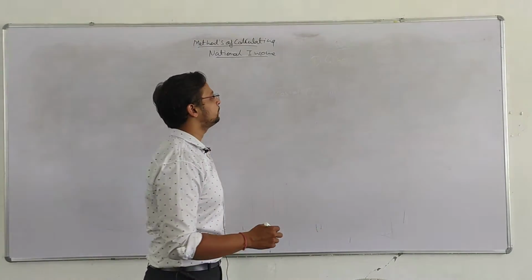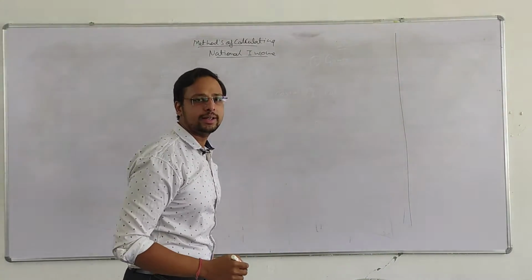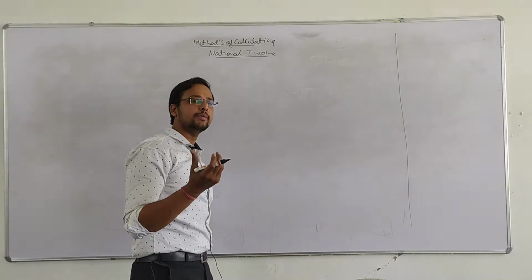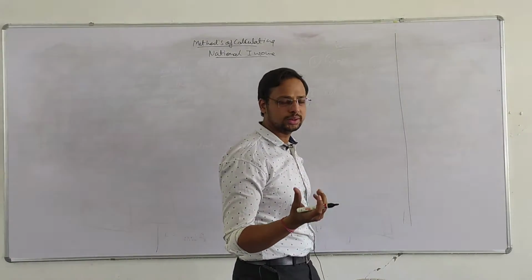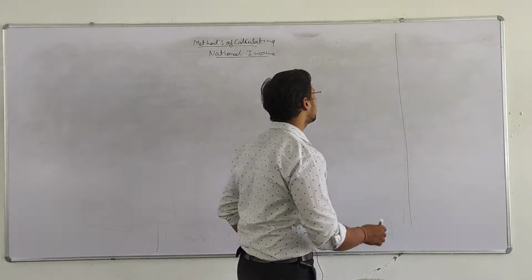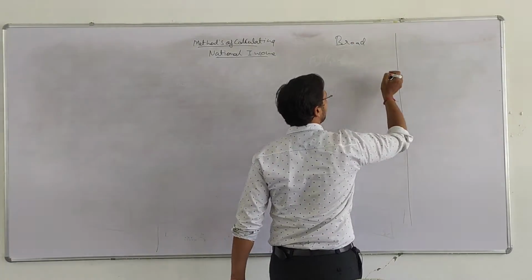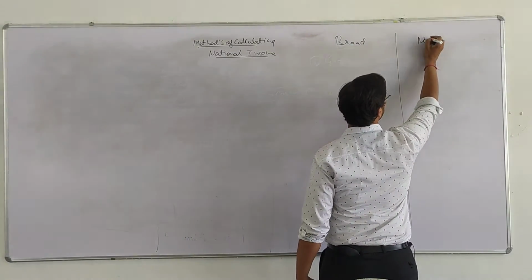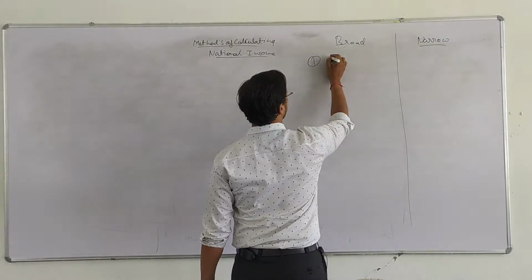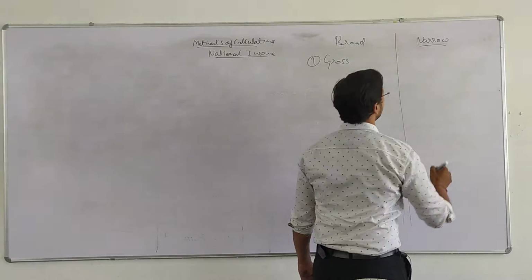Okay, so for national income and related aggregates, we have studied that there were some aggregates which were broad and some aggregates which were narrow. So what were the broad ones and what were the narrow ones? The first one was gross, and the narrow one for that was net.